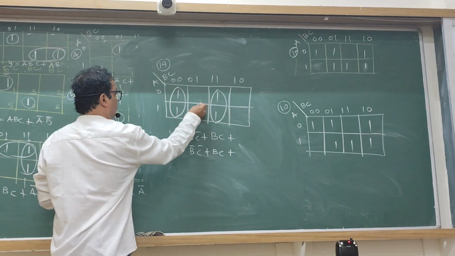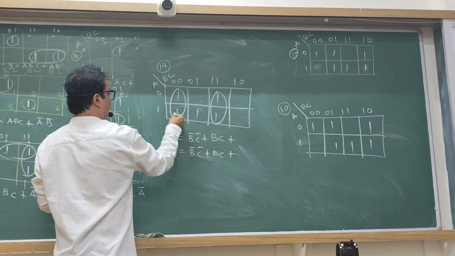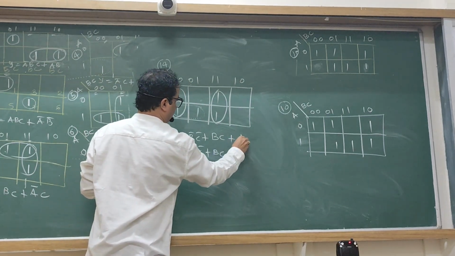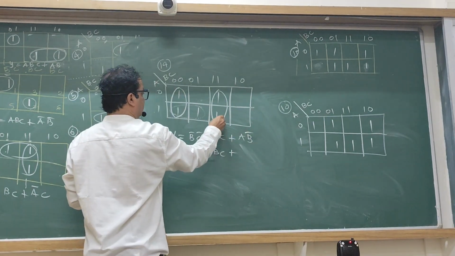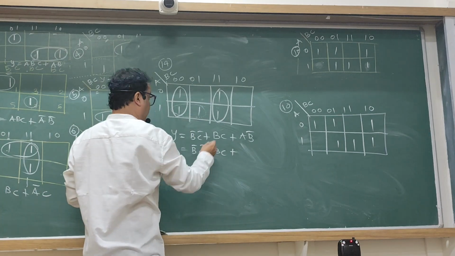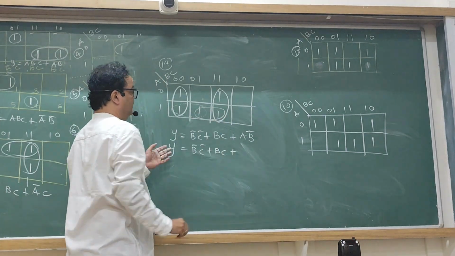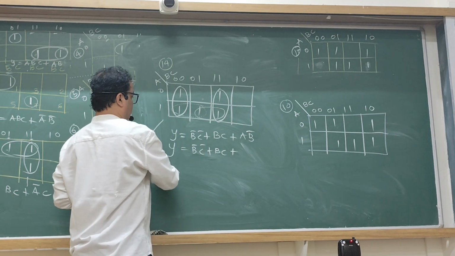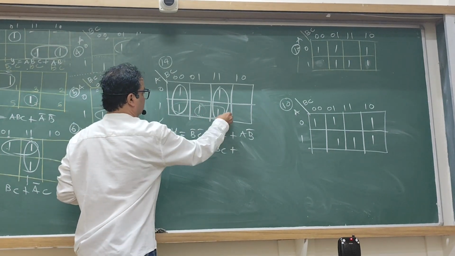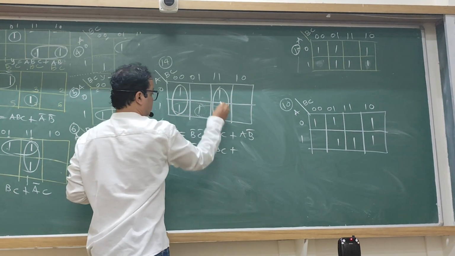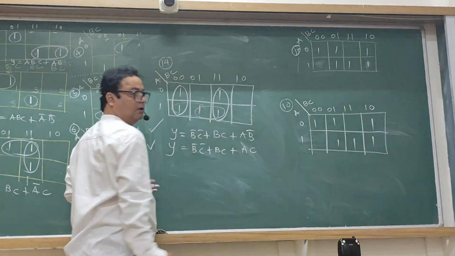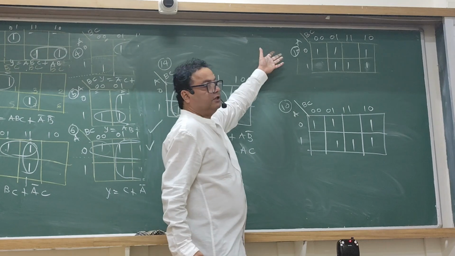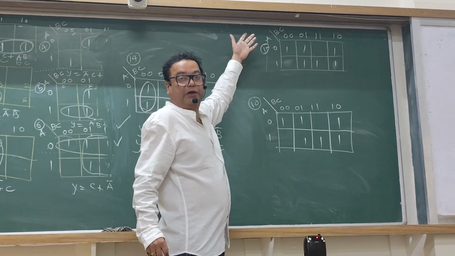Now this one can be grouped like this. With this, what will the answer be? Answer will be A B bar. But similarly, this one can also go with this. But that cannot be part of the same answer. That will be redundancy. So either this is right or this is right, and this one will be A C. So this is A C. Guys, understood?